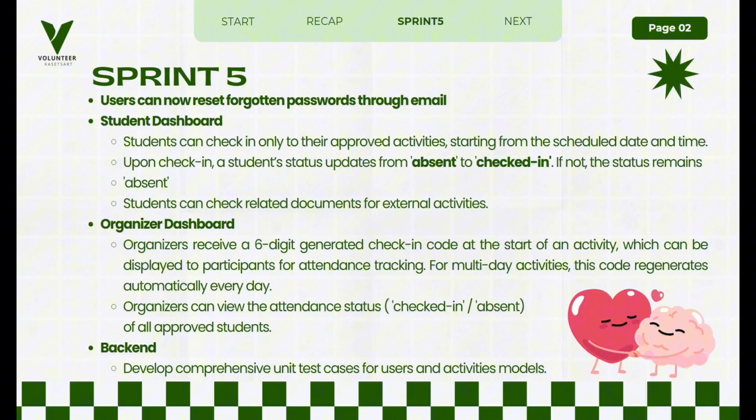Organizers will receive a 6-digit generated check-in code at the start of an activity, which can be displayed to participants for attendance tagging. For multi-day activities, this can regenerate automatically every day. Organizers can view the attendance status, with check-in and absent status, of approved students. In the back-end part, we developed comprehensive unit test cases for the user and activity models.